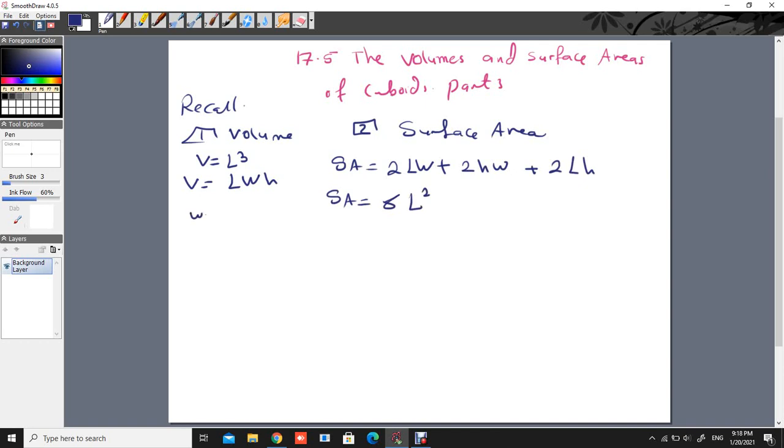Now open your workbook, page 88. I'm going to tell you something here. HW or WH the same thing, LH or HL the same thing. Now question 1, A, work out the volume of each cuboid. Here remember you have to work on the same unit. So let's take the first one, A.